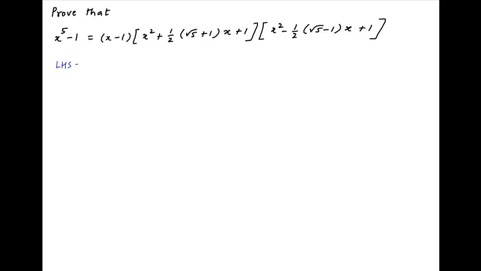The left-hand side of the given equation is equal to x raised to the power 5 minus 1. Now add and subtract x raised to the power 4, add and subtract x cube, add and subtract x square, and finally add and subtract x.